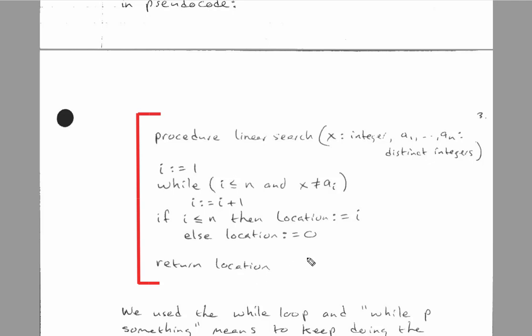And so the last line is return that location number. Again, it tells you if the output is 0, then the number we were looking for is not in the list. If it's a positive integer, then that's the location of the number.